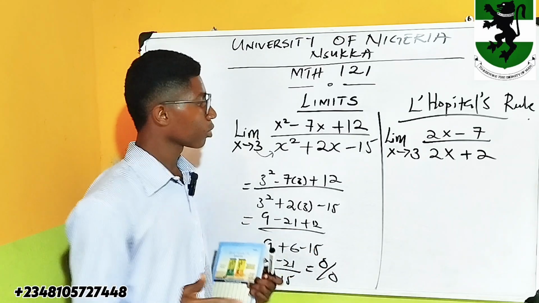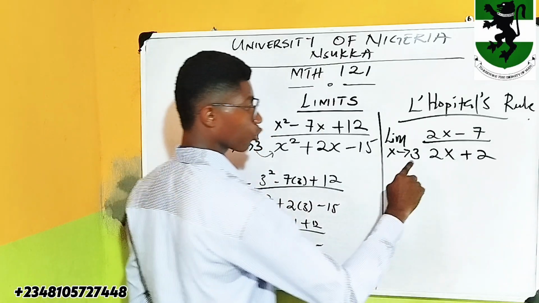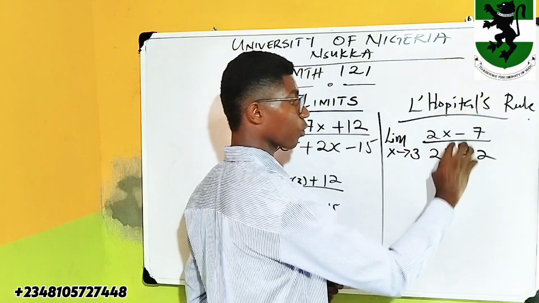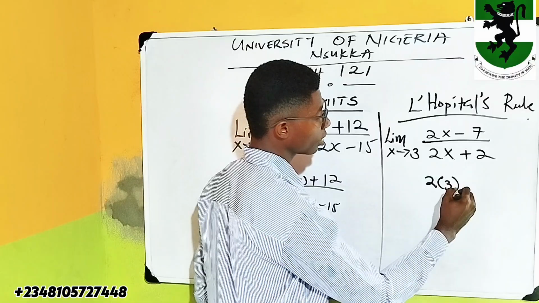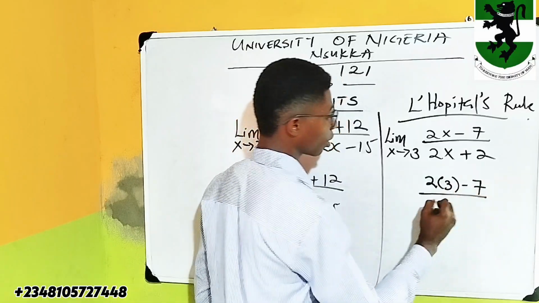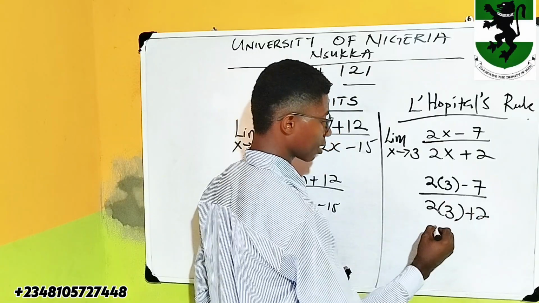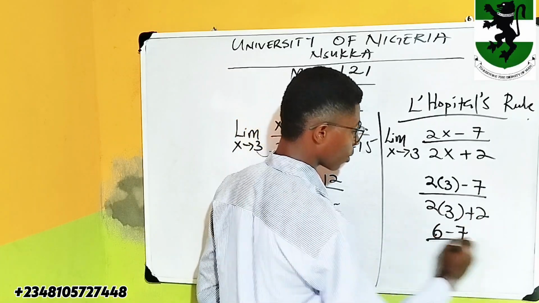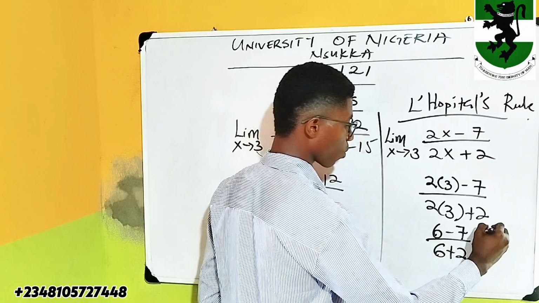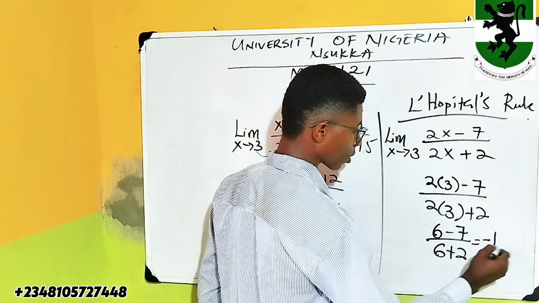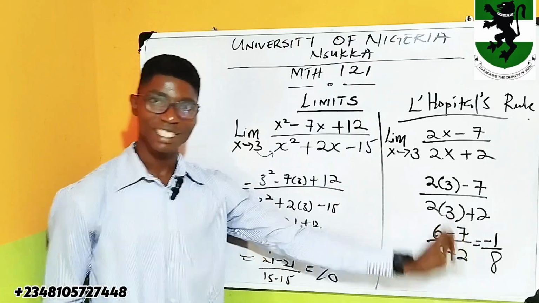Alright, so let's continue. We're now going to go on the method of direct substitution. You substitute 3 into this expression in place of all the x's. So we have 2 times 3 minus 7 all over 2 times 3 plus 2. 2 times 3 is 6 minus 7 all over 2 times 3 is 6 plus 2. So I have 6 minus 7 is minus 1 all over 6 plus 2 is 8. Hence, this is my final answer, which is defined.